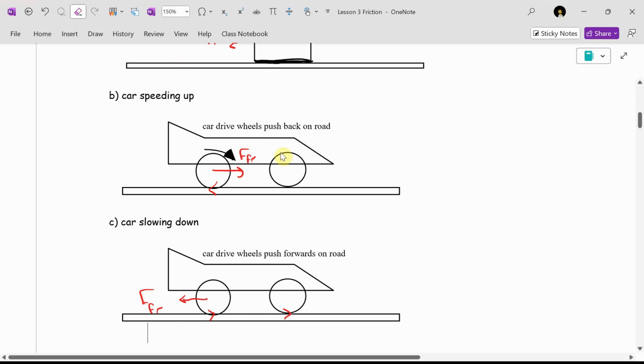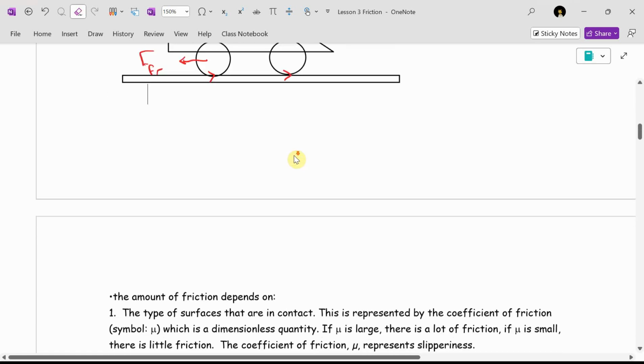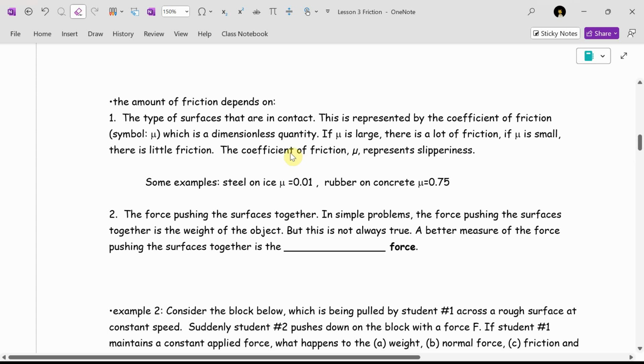So we talked a little bit last year about the direction that friction acts, the opposite direction of sliding. Then we said, how do you calculate it? We said it depends on two things. The first thing it depends on is the type of surfaces that are in contact with each other. Ice is slippery, sandpaper is not. We have a number that describes how sticky or slippery objects are in relation to each other. It's called the coefficient of friction.